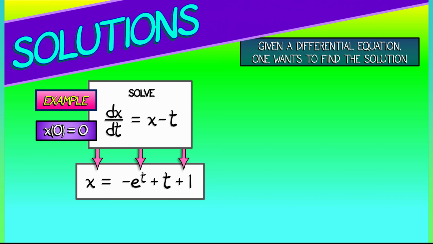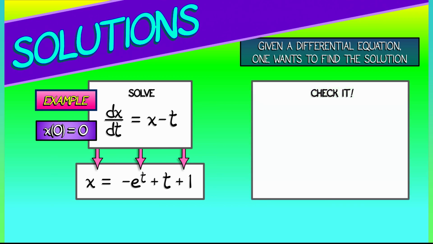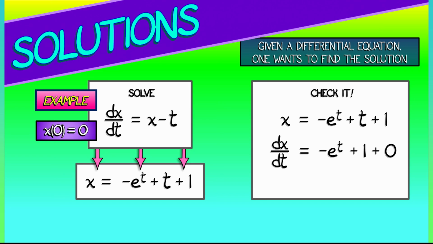How did I do that? Where'd that come from? How did I get that? I'm not going to tell you yet, but I am going to show you how to confirm that this is, in fact, a solution. And it's easy. You just check it. If I assume that x is negative e to the t plus t plus 1, let's compute its derivative. dx dt is what? The derivative of minus e to the t is, of course, minus e to the t. The derivative of t is 1. The derivative of 1 is 0. This simplifies to x minus t.